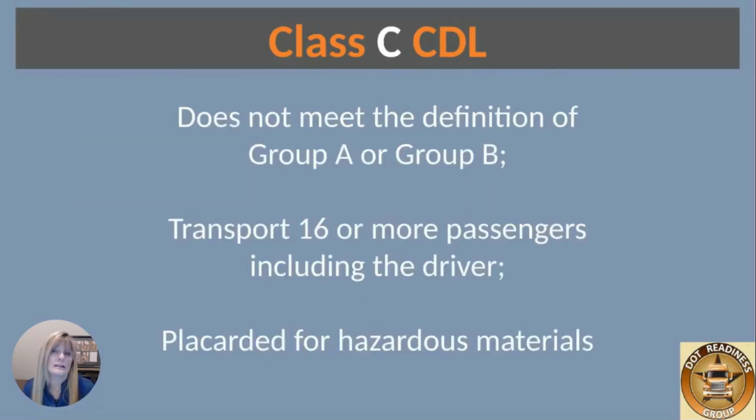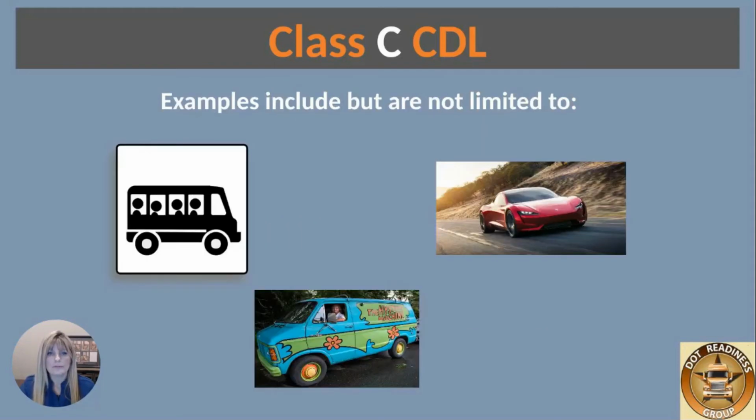A Class C CDL does not meet the definition of Group A or B. It's not one or the other. It's typically a smaller vehicle, so it transports 16 or more passengers, including the driver, or it's placarded for hazardous materials. So if it's placarded for hazardous materials, it doesn't matter what the weight is. When it comes to passengers, if it's 16 or more passengers, including the driver, then they need to have a Class C CDL. So a Class C might be required in your scenario.